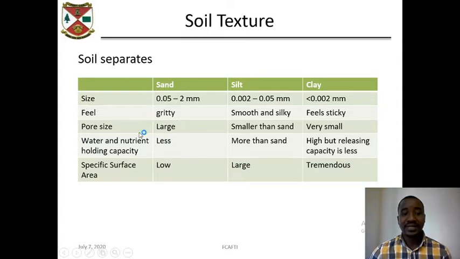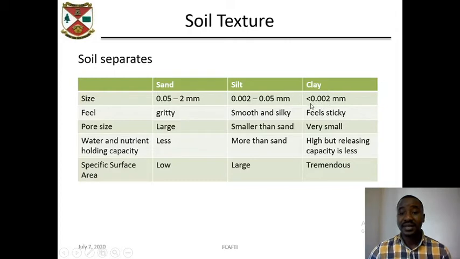And the pore sizes of the sand particles are large. The water holding capacity and the nutrient holding capacity of sand is very small. The ability to hold water and nutrients is very less. And lastly, the specific surface area of sand is very low.